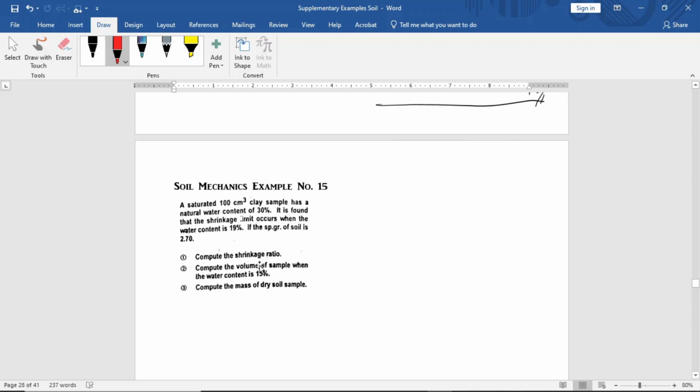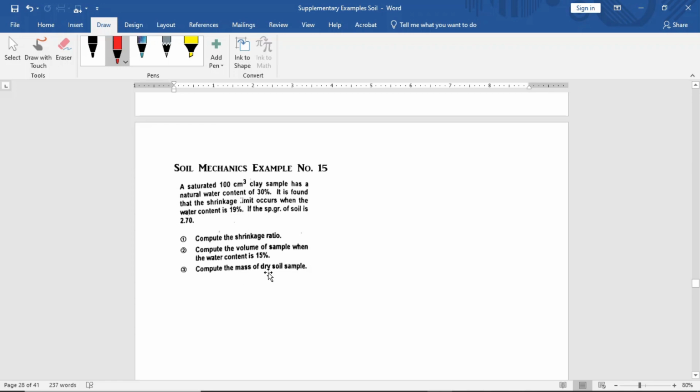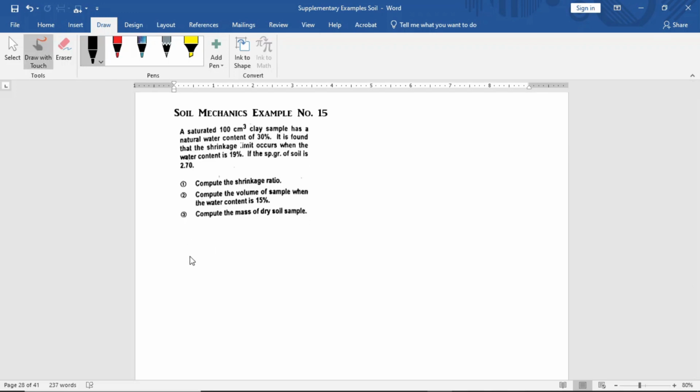So, number 1 natin is the shrinkage ratio. Pangalawa is the volume of sample when the water content is 15%, and compute the mass of dry soil sample. So, number 1 muna tayo. Paano natin i-solve yung shrinkage ratio? So, solution natin.